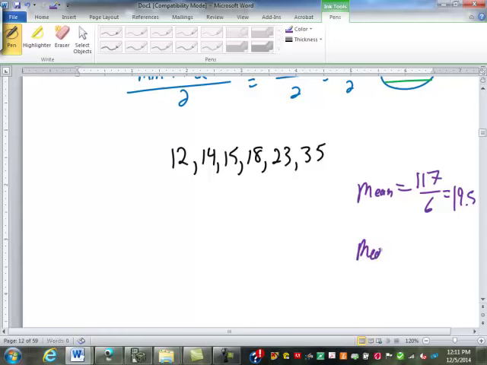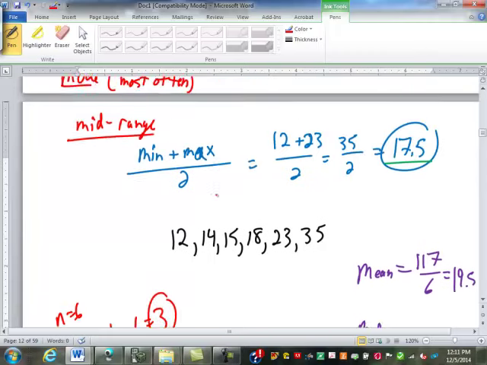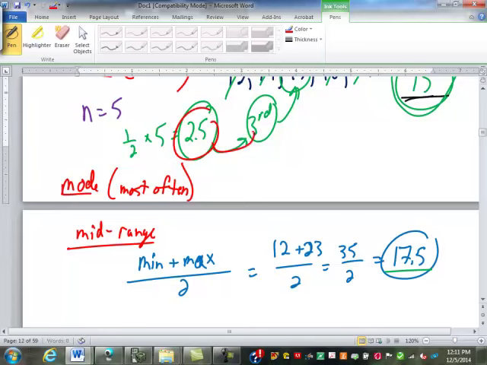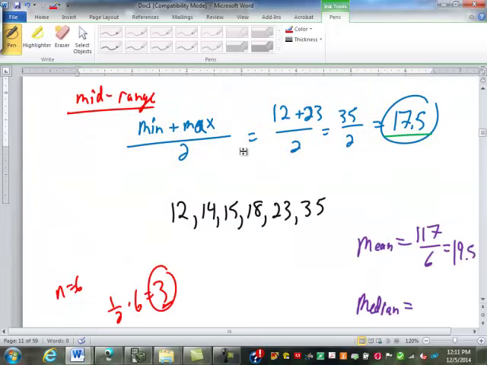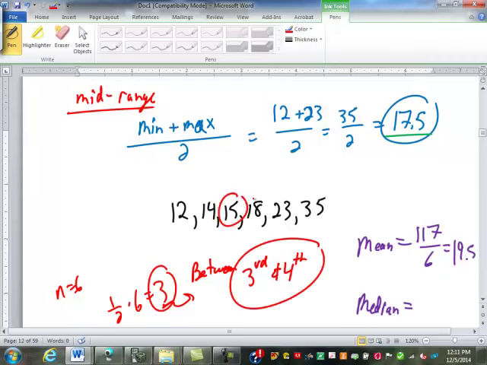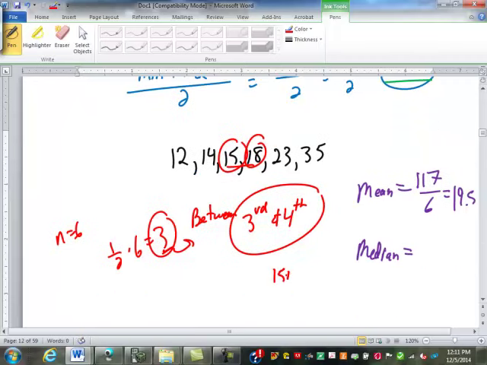The median, remember median is location. They're in order now. N is now 6. So we take 1/2 times 6 is 3. Up here, when that came out to be a decimal, we rounded up to the next number. If it comes out to be a whole number, that tells us the median is actually between that one and the next one, the fourth one. Here's the third, here's the fourth. The median is between 15 and 18. We're going to average them together. It's 16.5.